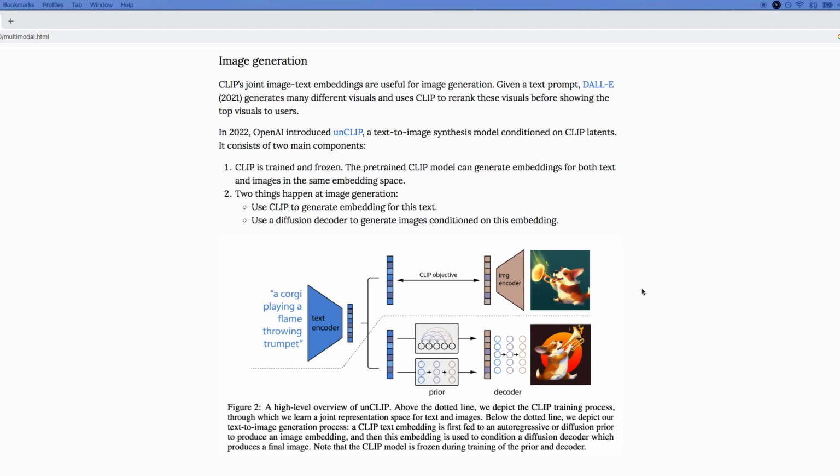Image generation. CLIP's joint image-text embeddings are useful for image generation. Given a text prompt, DALL-E 2021 generates many different visuals and uses CLIP to re-rank these visuals before showing the top visuals to users. In 2022, OpenAI introduced unCLIP, a text-to-image synthesis model conditioned on CLIP latents. It consists of two main components. CLIP is trained and frozen. The pre-trained CLIP model can generate embeddings for both text and images in the same embedding space.